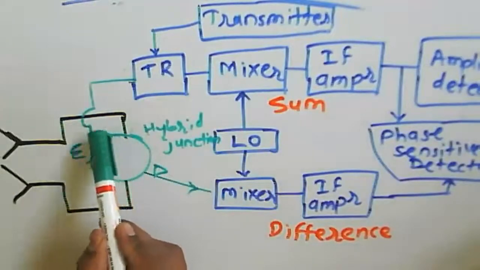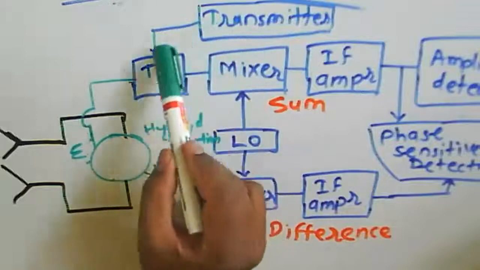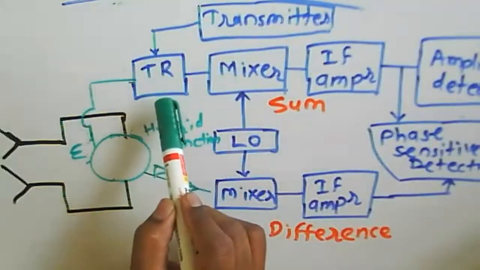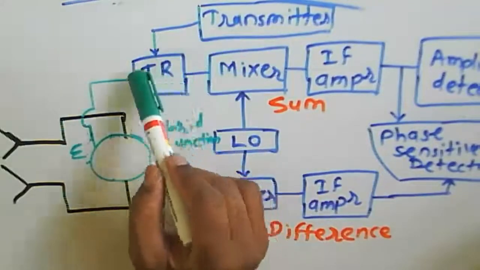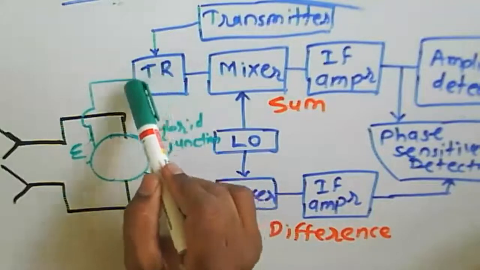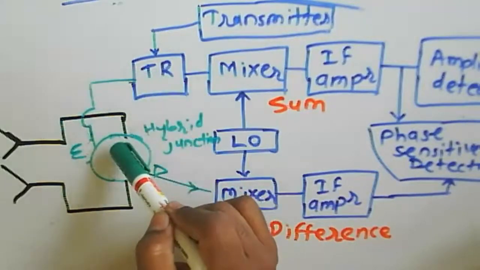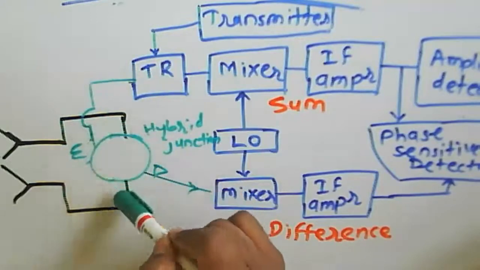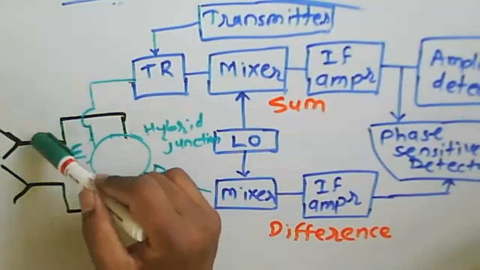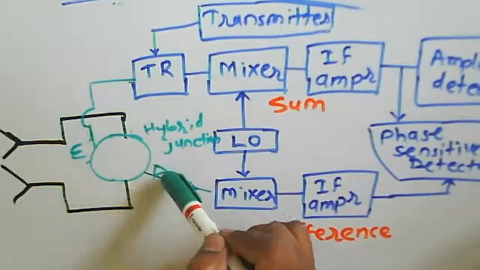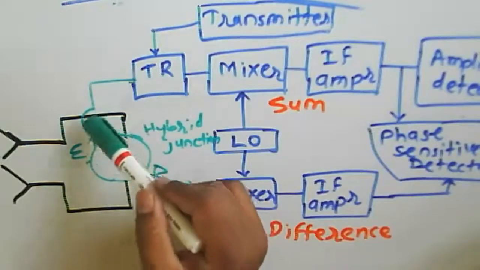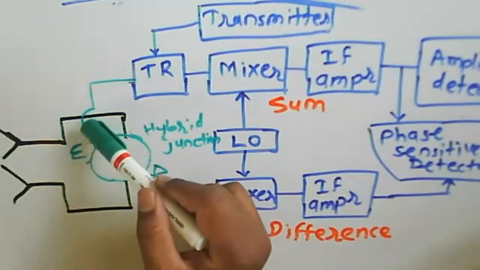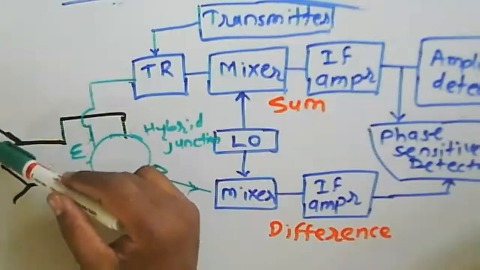At the time of transmission, this one acts as a duplexer. So only this TR switch will be on at the time of transmission. So the signal will reach the hybrid junction, and then the signal will be divided in these two ports here. No output will be there. The signal will be divided in these two particular ports, and then we will get the output.